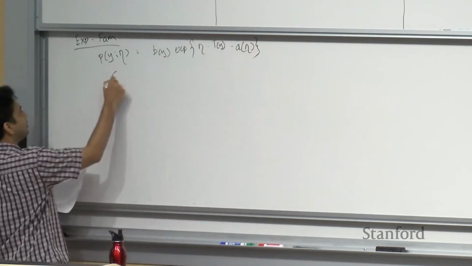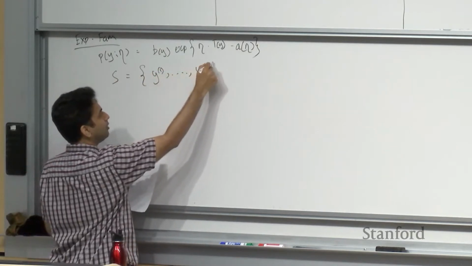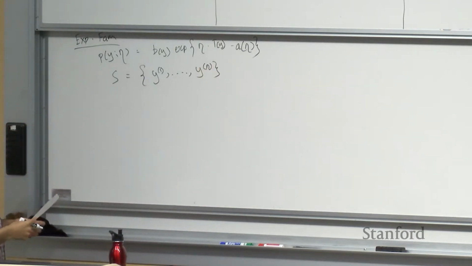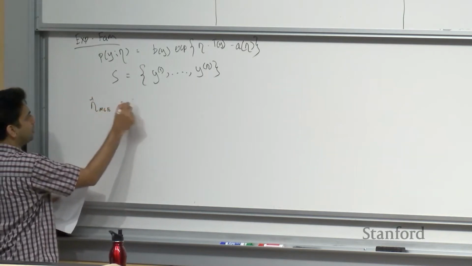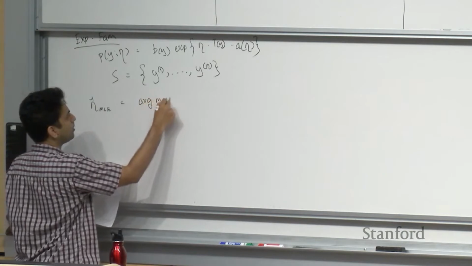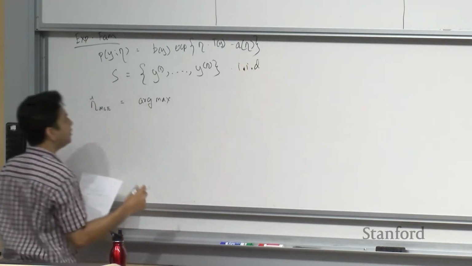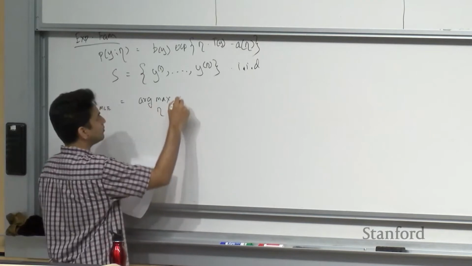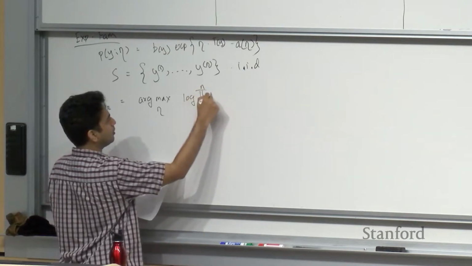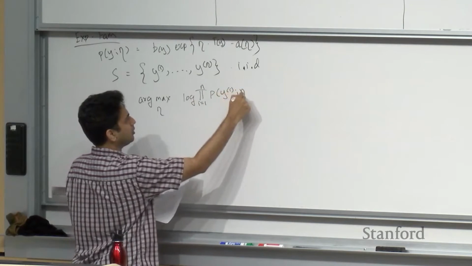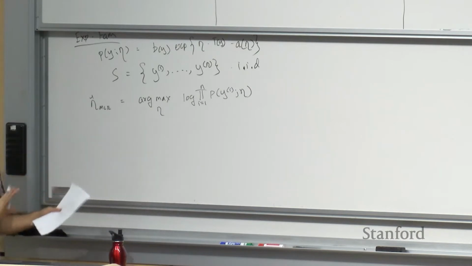And we are given some data S equal to y1 through yn, and we want to find eta hat MLE equal to argmax across eta of log of the product over i equals 1 to n of p of yi given eta. Here we assume IID. This is a standard maximum likelihood procedure that we followed throughout the course. There's nothing different here.